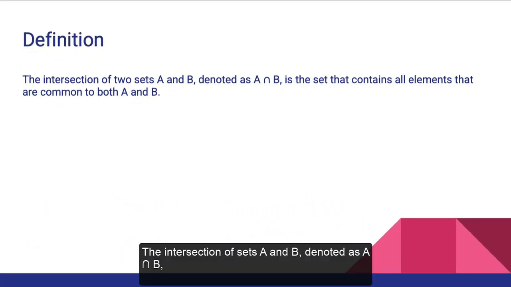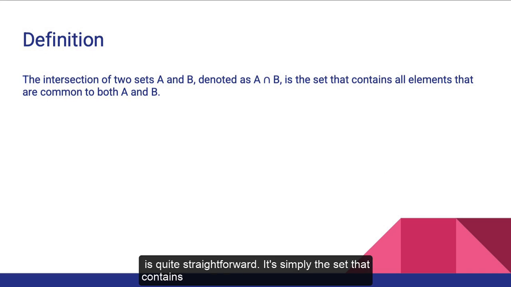The intersection of sets A and B, denoted as A ∩ B, is quite straightforward. It's simply the set that contains all elements that are common to both sets A and B.